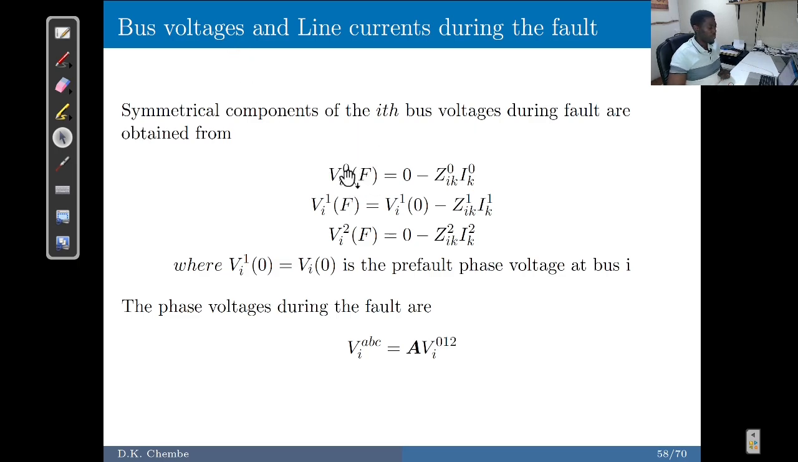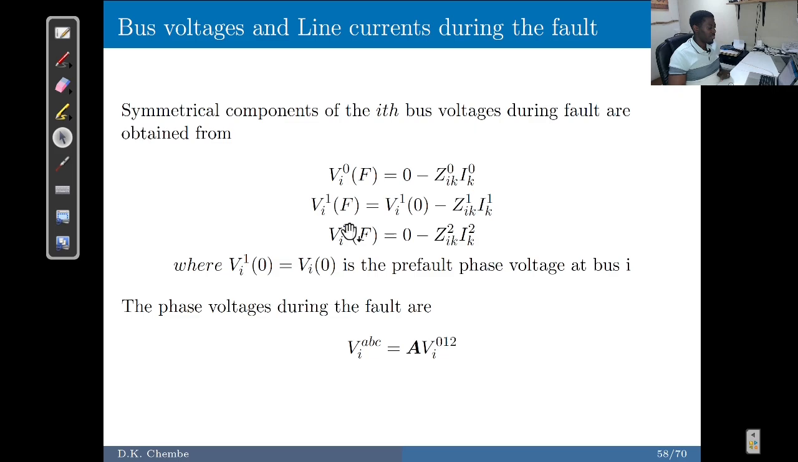Then the voltages are also solved following the same symmetrical components of the ith bus voltages during the fault. For the zero sequence voltage during the fault, this is equal to 0 minus ZIK0 times IK0. For the positive sequence voltage during the fault, VI1 is equal to the initial value, representing the positive sequence, minus ZIK1 times IK1.